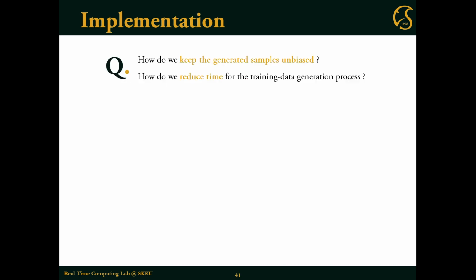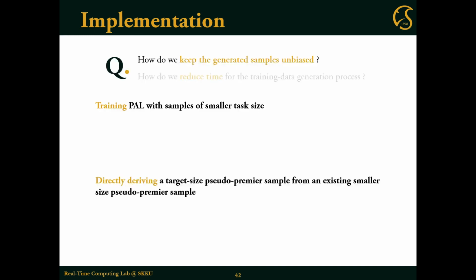Since we were using a neural network inside our framework, we had to focus on how to keep the generated samples unbiased and how to make the sample generation faster. Here, unbiased means that task sets that are used for training have different characteristics or patterns in terms of their task parameters, positions, and so on. As I have explained earlier, we have two ways of generating samples: training PAL with smaller size samples and generating them directly, deriving them theoretically.